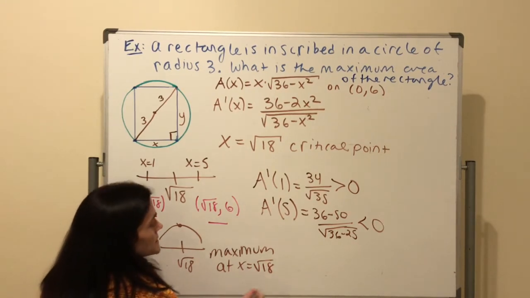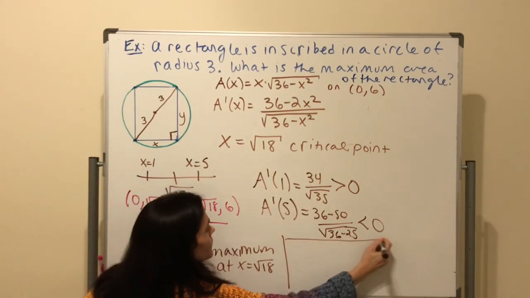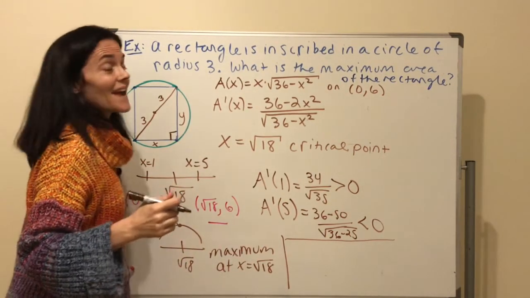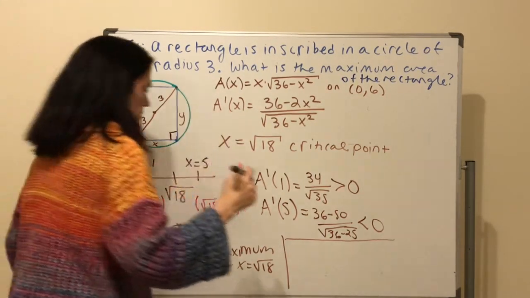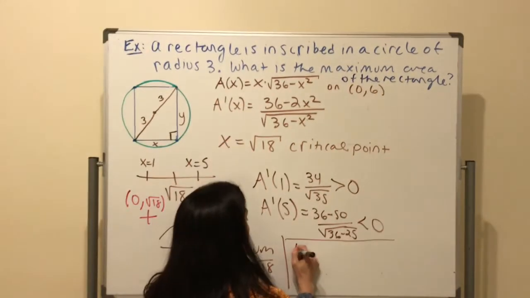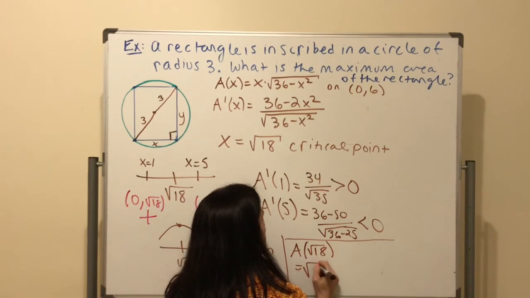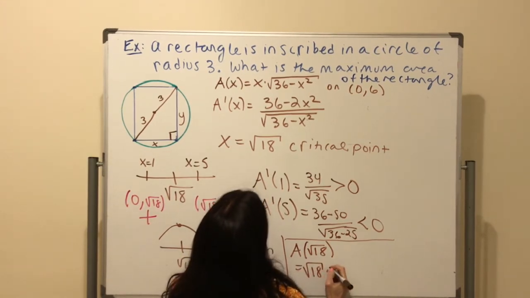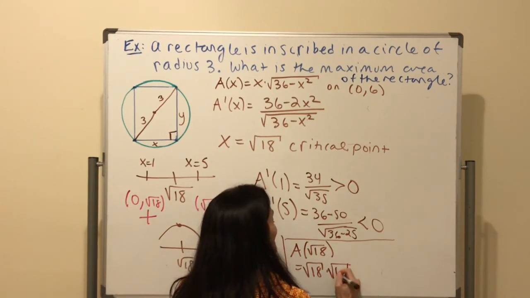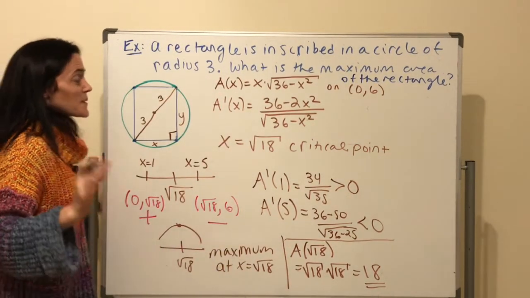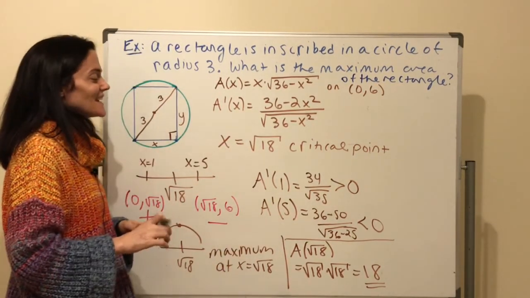And the final step I will put down here is, what do we want? We want the area, which is A of square root of 18. This is the square root of 18 times the square root of 18, which is 18. Okay, so this is the maximum area here, 18.